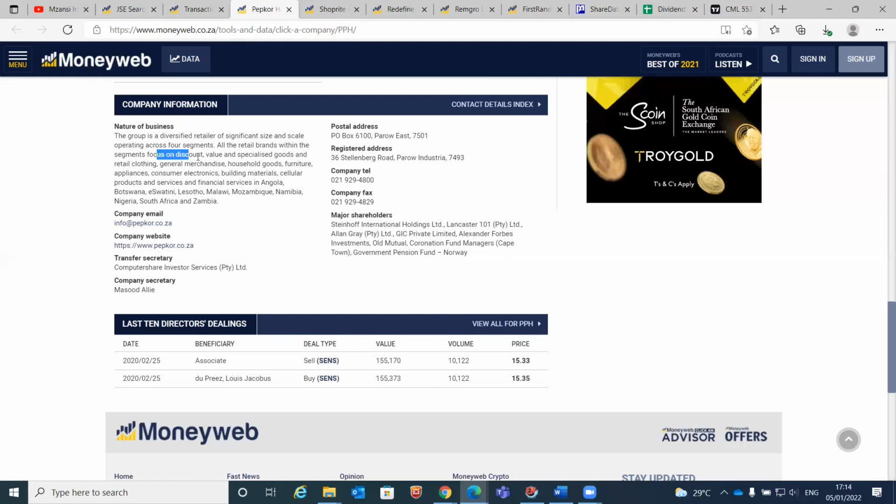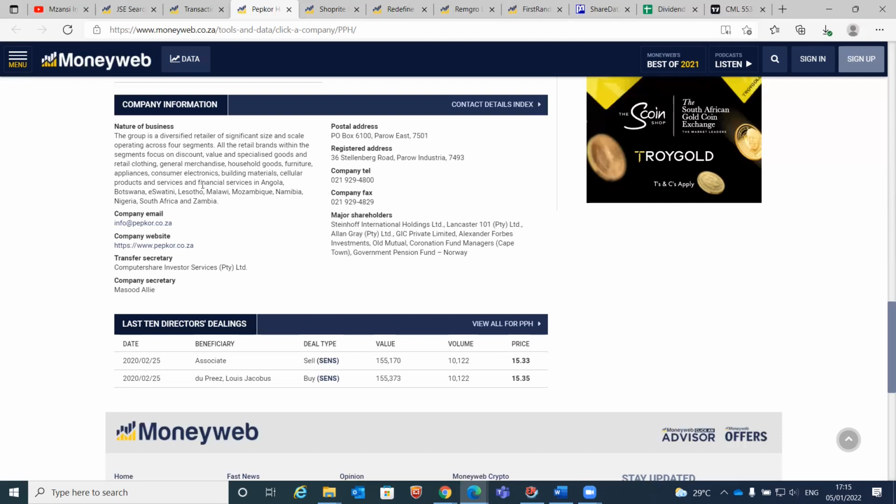As you can see, the segment that they focus on is discount value and specialized goods. They are in retail clothing, general merchandise, household goods, furniture, appliances, consumer electronics, building materials. There's a company, I think it's called, not Home Depot, Home Depot is an American company, but it's Buco. So building material, Buco falls under Pepkor in the building material sector. They do have a cellular product. If you are familiar with Flash, the airtime that we buy in the townships, it's also part of Pepkor.